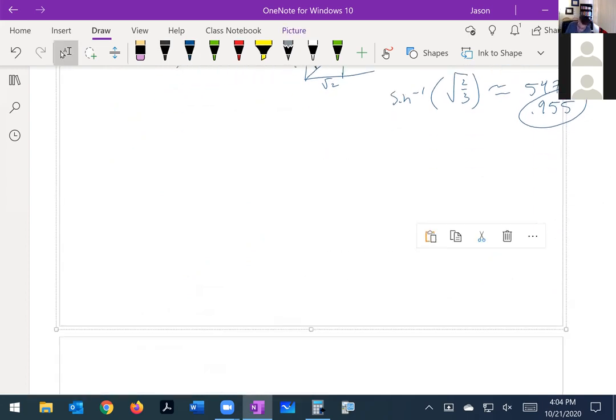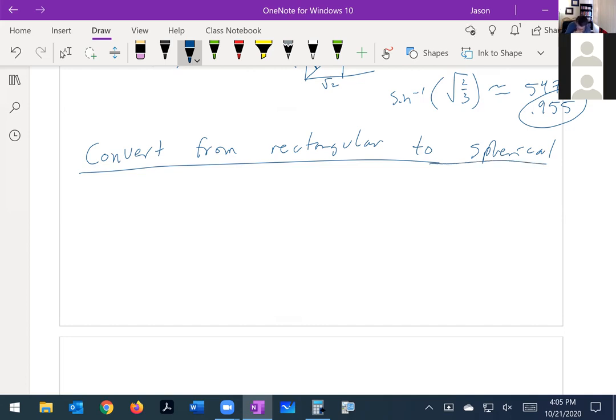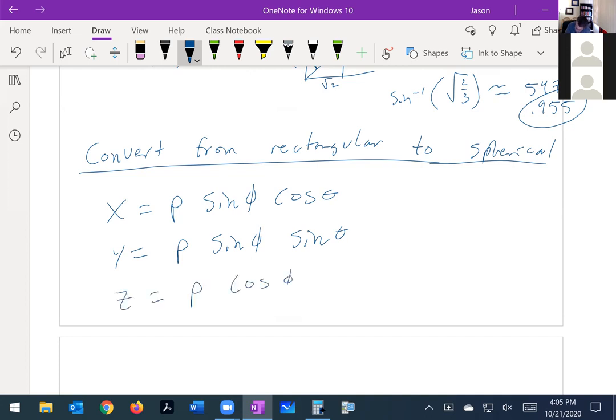How do we convert from rectangular to spherical? I probably should have done this before I did all this math, but that's okay. Convert rectangular to spherical. We know that x is equal to rho times the sine of phi times the cosine of theta. Y is equal to rho times the sine of phi sine of theta, and z is equal to rho times the cosine of phi.